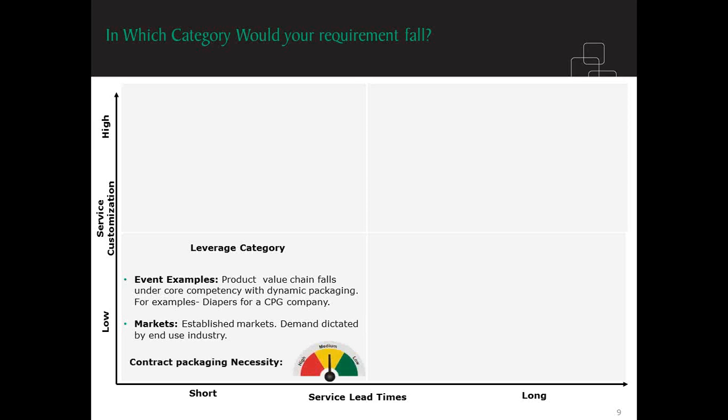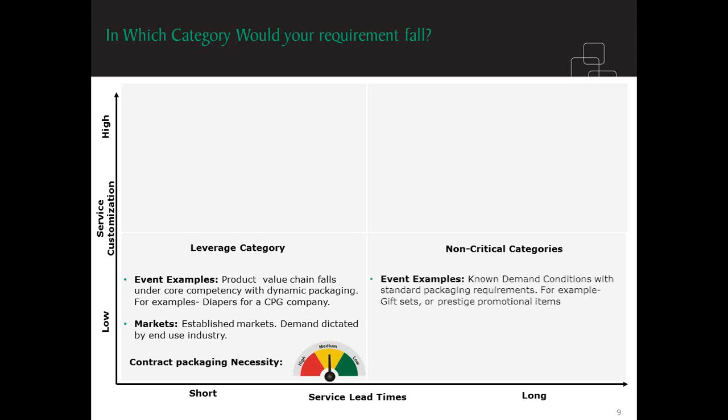Moving on, we have the second quadrant where customization is low with longer lead times, and this would be the non-critical category. These would have established demands with standard packaging requirements that an FMCG firm does not much focus upon. Considering this, Abhiraj, how do you think the contract packaging requirements would vary with respect to the market?